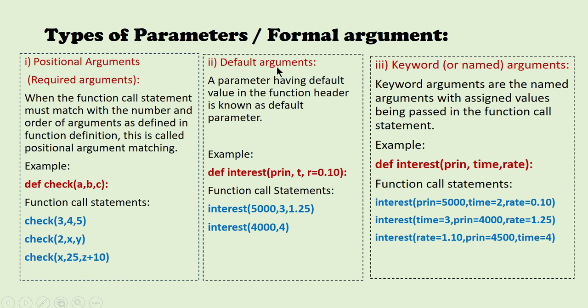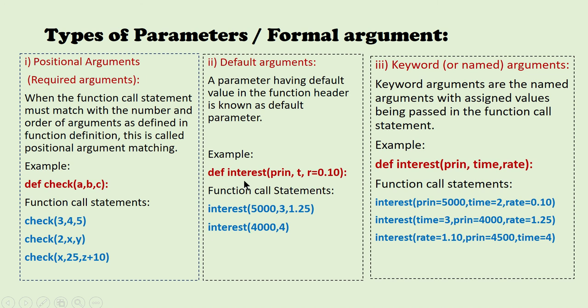Now let us talk about default arguments. What do you mean by a default argument? A parameter having a default value in the function header is known as a default parameter. Let us read it once again: a parameter having a default value in the function header is known as a default parameter. Now look at this particular example.